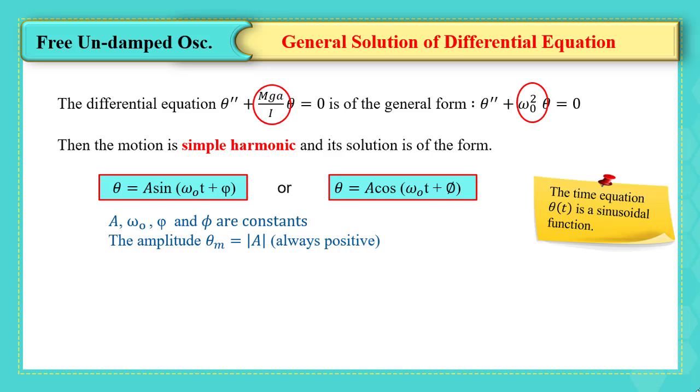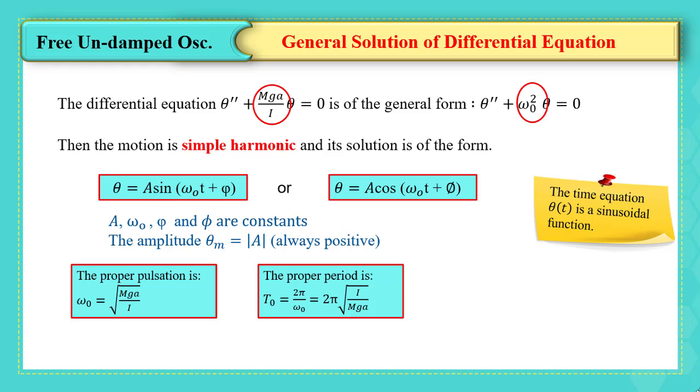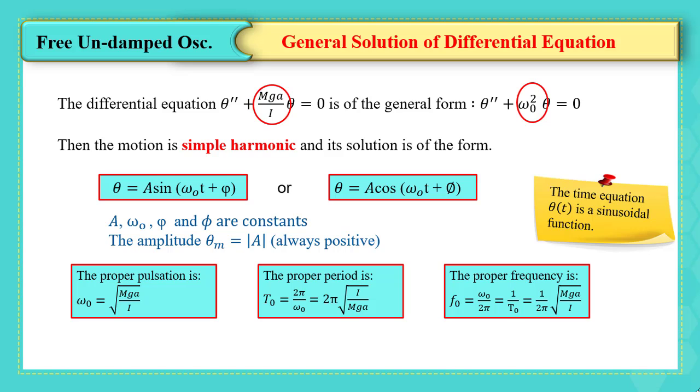Let's name the characteristics then. The proper pulsation is omega 0, which is radical mga over I. Good. What is the proper period? Good. It is T0 equals 2 pi radical I over mga. And finally, the proper frequency is given as 1 over 2 pi radical mga over I.